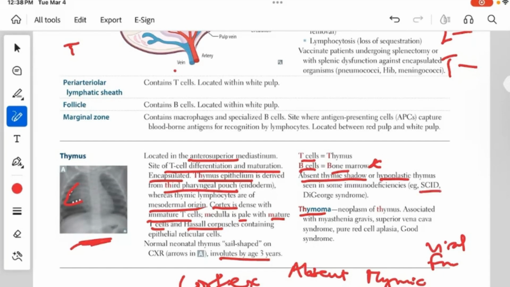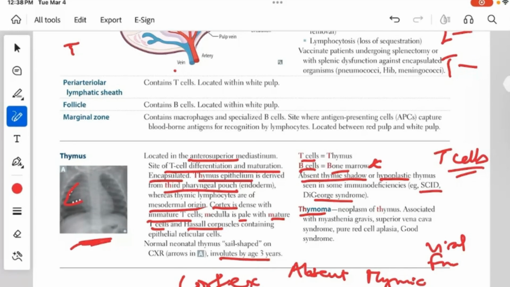such as severe combined immunodeficiency and DiGeorge syndrome. They appear basically the same in terms of the effect on immunity. Both of them involve T cell development, and in both of them you will see absent thymic shadow.